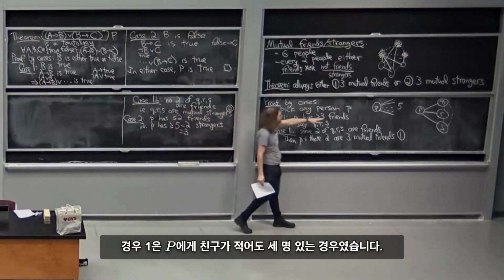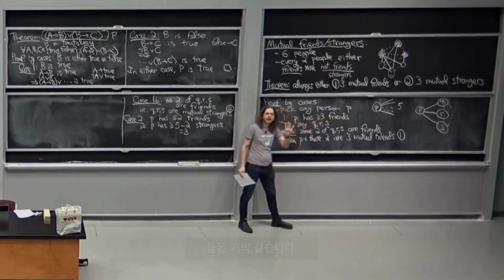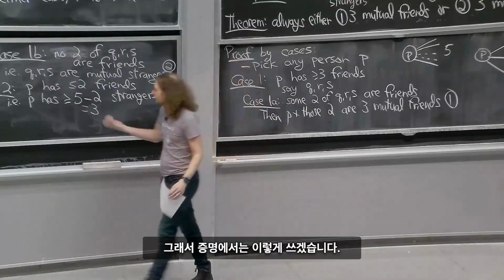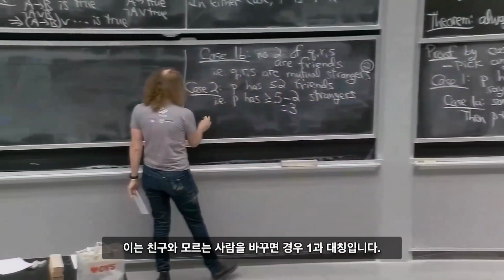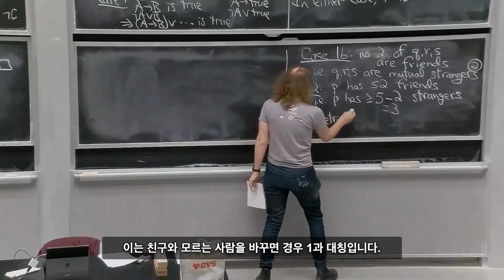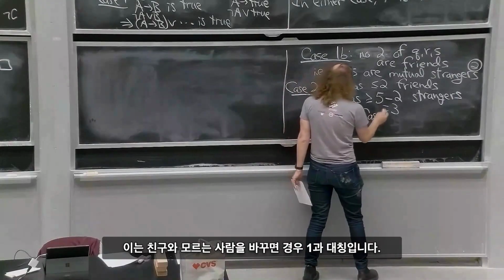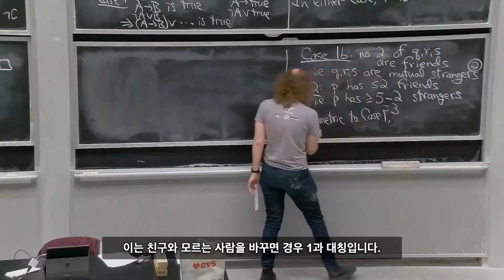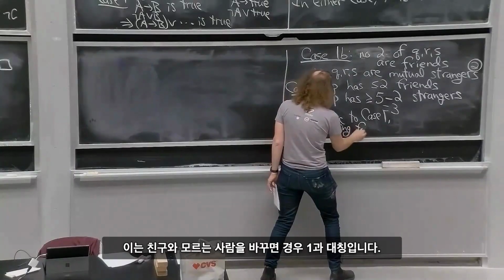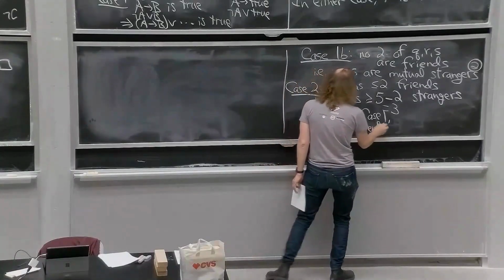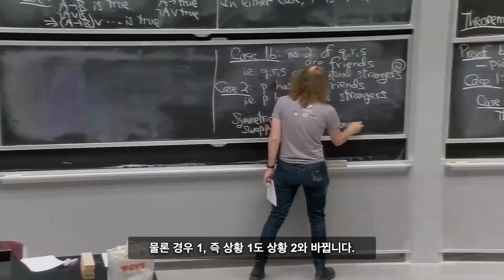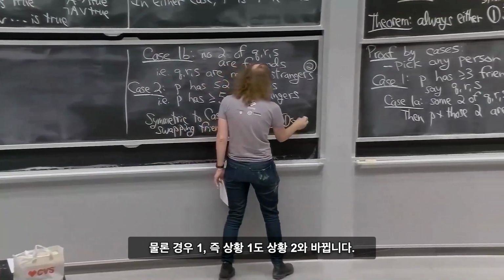Case 1 was P has at least 3 friends. These are almost the same. I just have to flip friends versus strangers. So the way I would write this in a proof is this is symmetric to case 1, swapping friends versus strangers, and of course case 1 or situation 1 with situation 2.